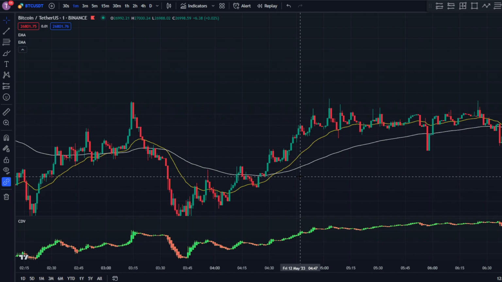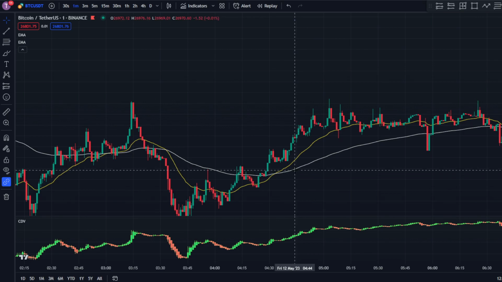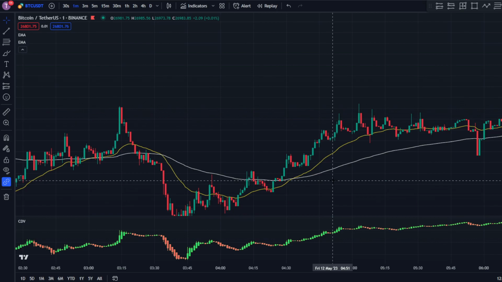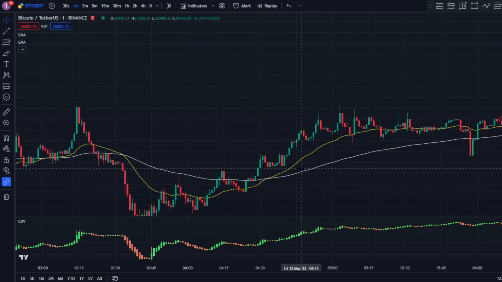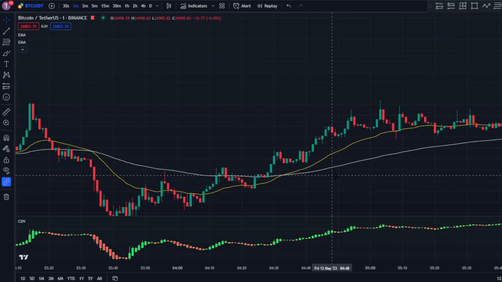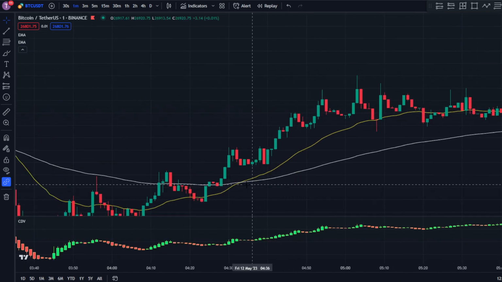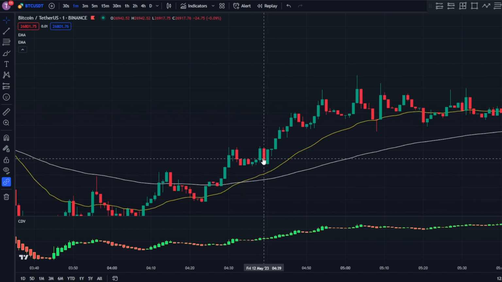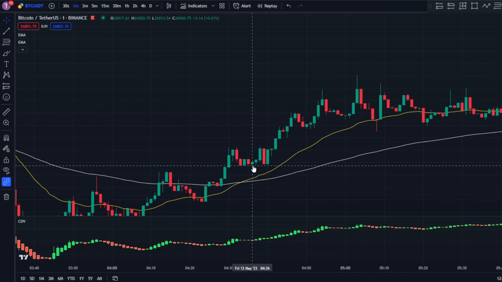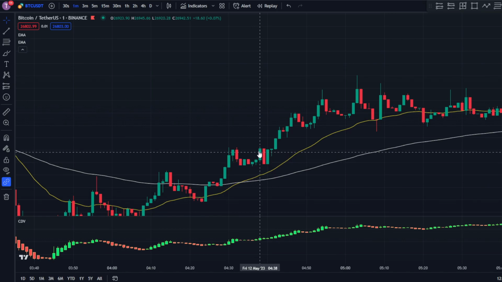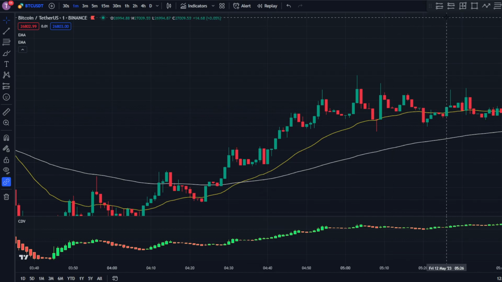Next up, you want to wait for the formation of 3 green candles in a row, and the green candles must close above the yellow EMA. What do I mean by that? First up, you look at this. We have the crossover of the yellow above the white EMA, and we have the formation of 3 big green candles. So 1, 2, 3. And all of these green candles close right above the yellow EMA.